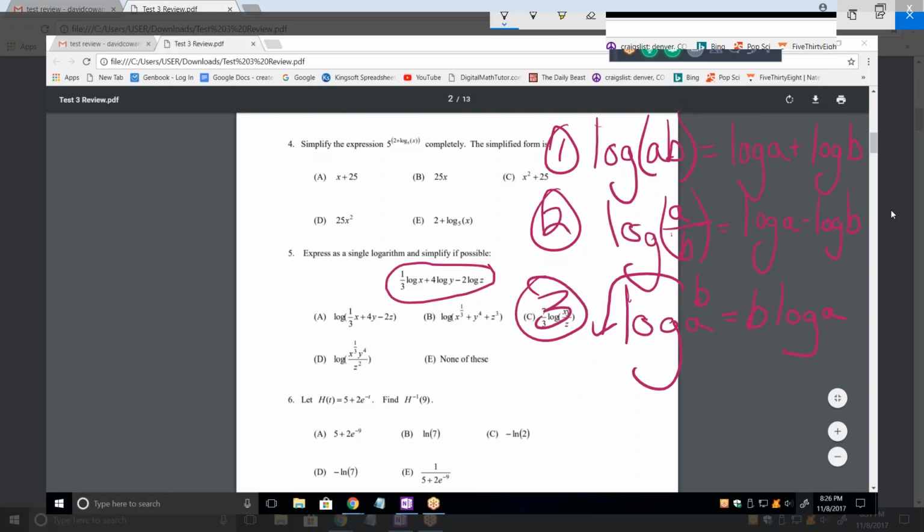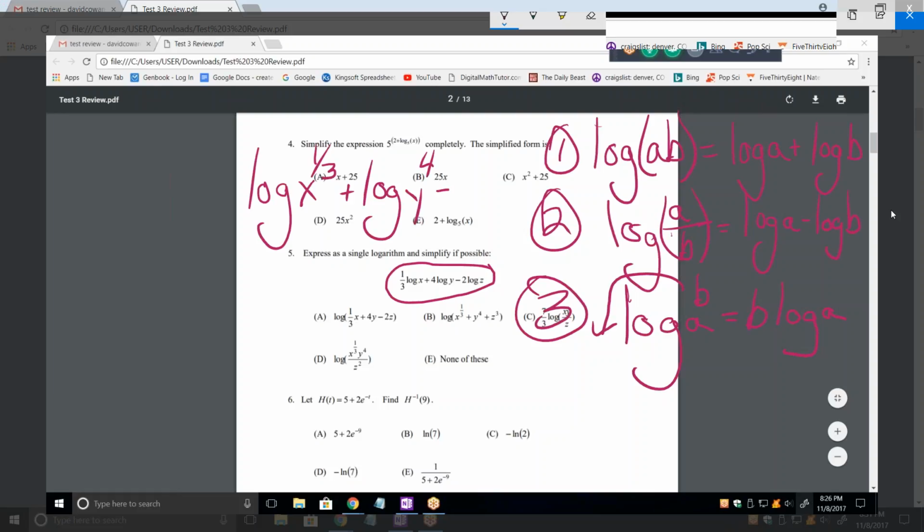So if I do step 3 first, what happens to what I have circled? What do I get? I'm going to write it here in the upper left. In other words, do the backwards of blaga. Take the b and make it the exponent of the argument. So log x of 1/3. There you go. Plus log y to the 4th.